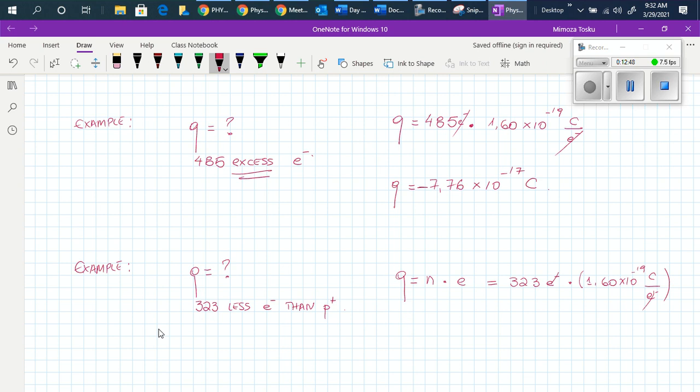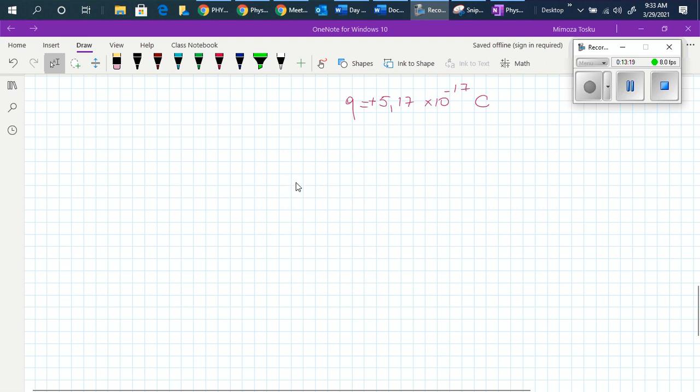So electrons and electrons cancel out, and then what we have is 323 times 1.60, and the charge is 5.17 times 10 to the power of negative 17 coulombs. And since we have fewer electrons than protons, the object is positively charged.